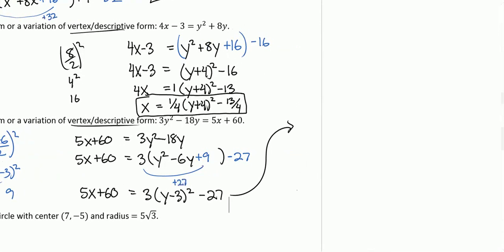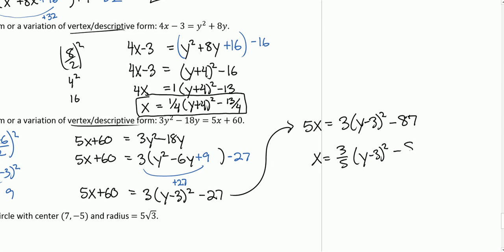Get x by itself now by subtracting 60, and we get 5x is equal to 3 times y minus 3 squared, minus, well, we had negative 27. Now we're subtracting 60, so now we have negative 87. And lastly, divide by 5. You divide the 3 by 5, and you divide the 87 by 5. And that is the form we want.